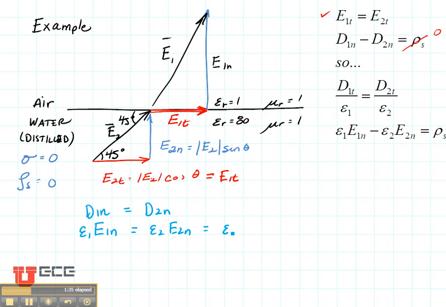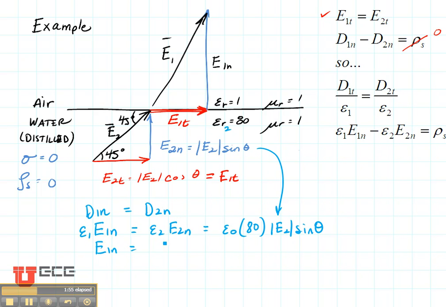So this is epsilon naught, and then we need to look to see what epsilon R2 is. That's right here. That's times 80, and E2n is given right here. So it's the magnitude of E2 times the sine of theta, which is 45 degrees. So now we know what E1n is.